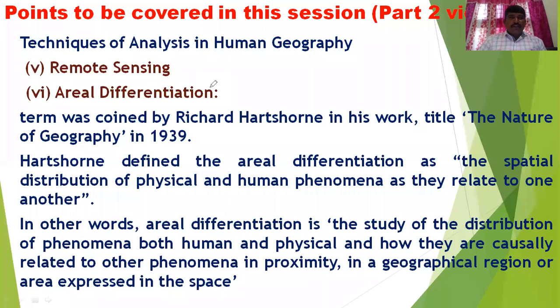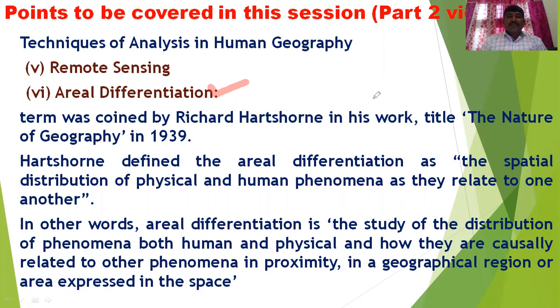The next technique that we are going to discuss is areal differentiation. The term areal differentiation was coined by Richard Hartshorne in his work titled The Nature of Geography in 1939, and it was revised in 1959 under the title Perspectives on the Nature of Geography. Hartshorne defined areal differentiation as the spatial distribution of physical and human phenomena as they relate to one another. In other words, areal differentiation is the study of the distribution of phenomena, both human and physical, and how they are causally related to other phenomena in proximity in a geographical region or area expressed in space.